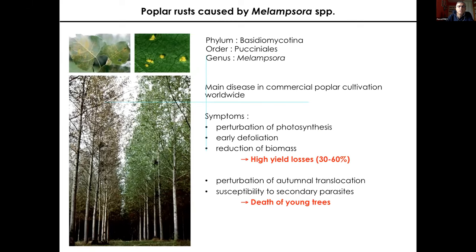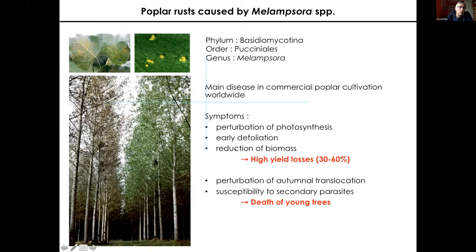And the problem of poplar cultivation is that it's very damaged by poplar rust caused by several species of the genus Melampsora. So it's a fungus that belongs to the Basidiomycota and the order Pucciniales. And poplar rust is the main disease of commercial poplar cultivation worldwide. And it causes perturbation of photosynthesis and early defoliation, as you can see on the left of the picture.